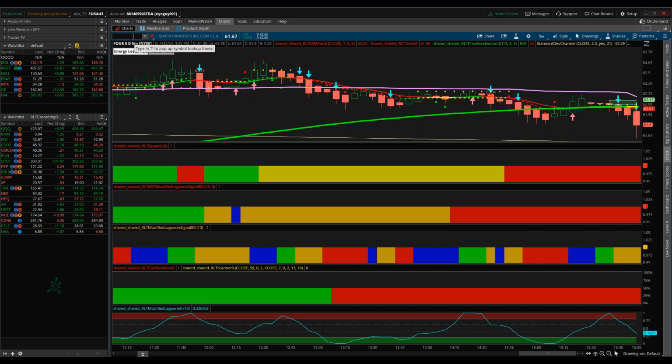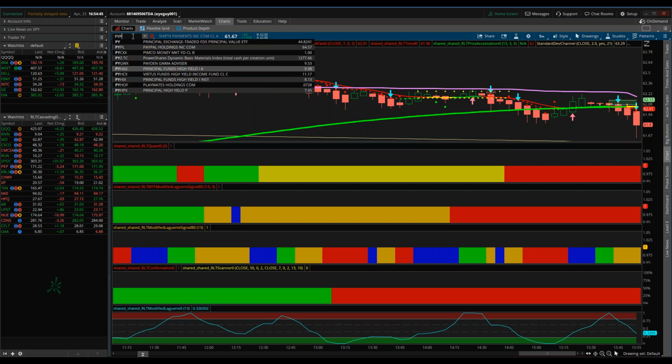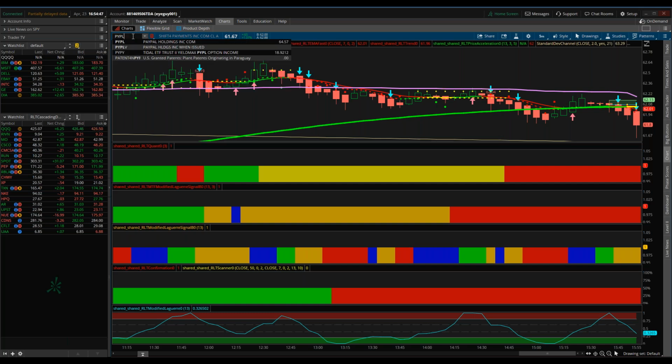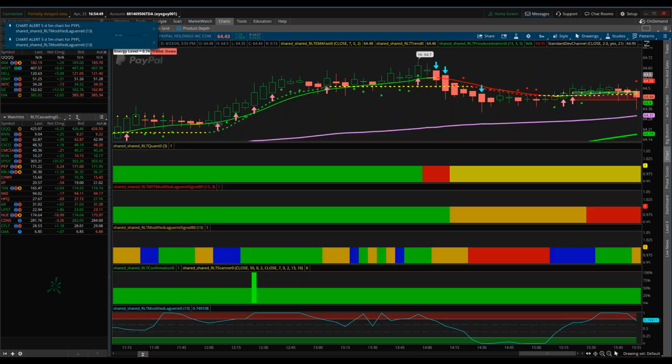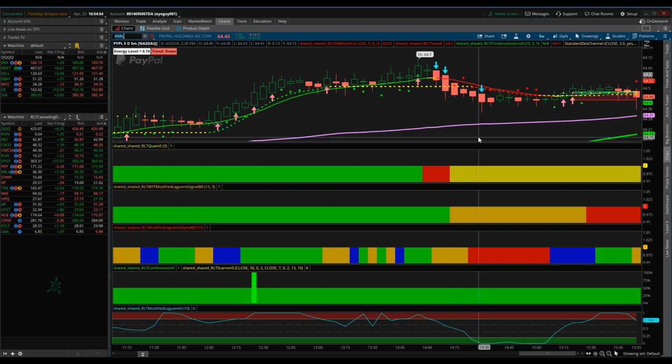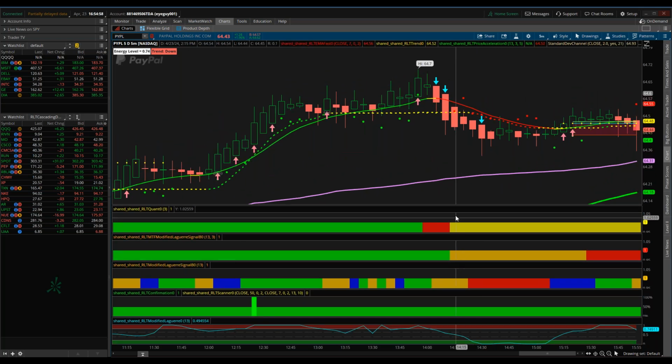Let's look at PayPal. And I just want you to know one thing. There's no shortcut because there is no scanner that's going to hand you these trades. Now, PayPal is a potential because it's just about to break out of the box right here. It's threatening to do so. So let's just take a look at it.